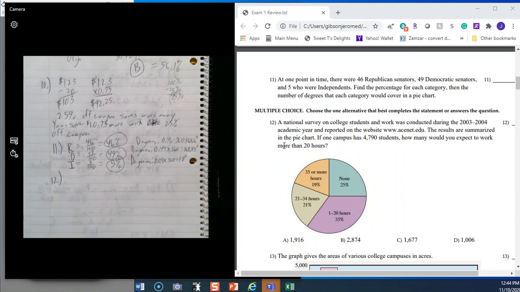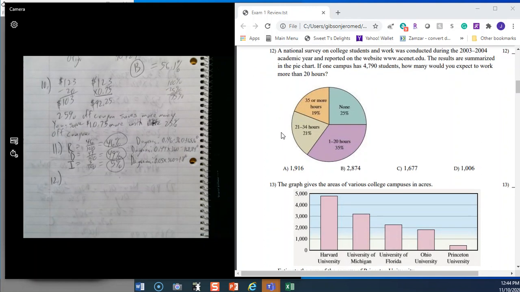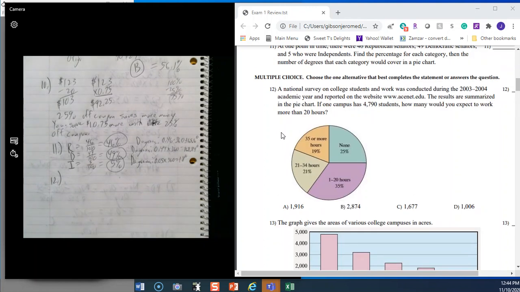Number 12, it says, a national survey on college students and work was conducted during the 2003-2004 academic year and reported on the website www.acenet.edu. The results are summarized in the pie chart. If one campus has 4,790 students, how many would you expect to work more than 20 hours? So when they say more than 20 hours, that's 21 or more. There's only 2 categories that had 21 or more hours. So they said, how many would you expect?